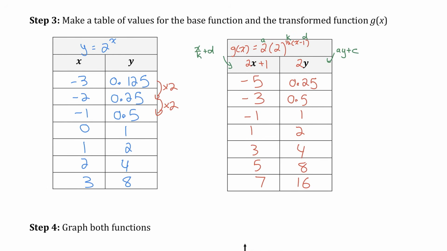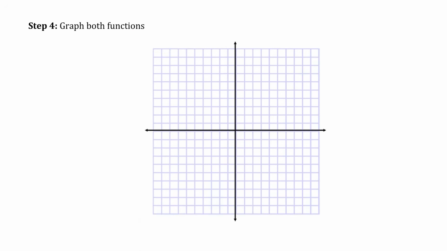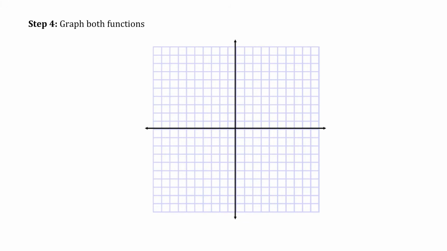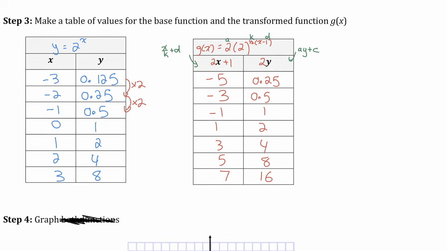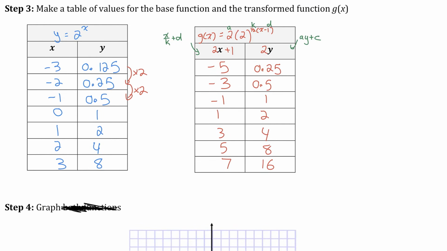Let's now graph both functions. Step 4 says to graph both functions. I think I'm actually only going to graph the transformed function. So I will graph the transformed function. We called it g at x. I'll just make my scale go by ones to make it easy.